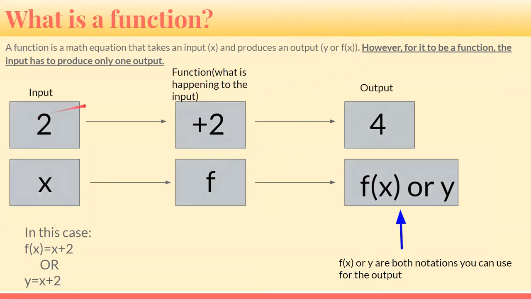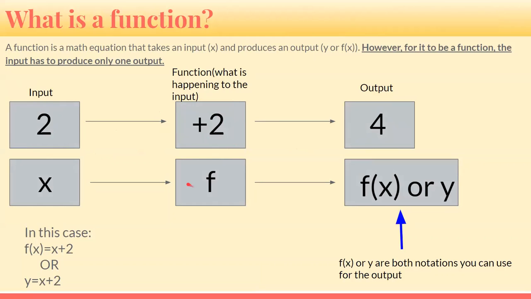Okay, so let's look at our number machine over here. Let's look at our first example. We see that we have 2 as the input over here. This is our function, so this is what is happening to the input. And then this is our output over here. So we have 2 for the input, we're adding 2 to it, and then we're getting 4 as our output, right?